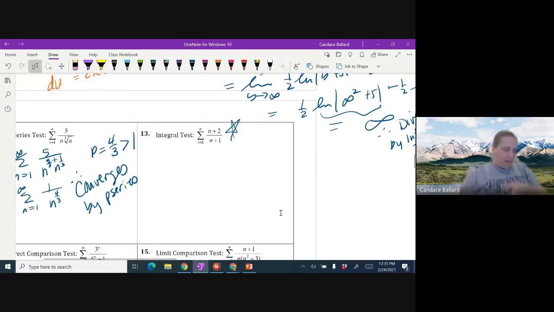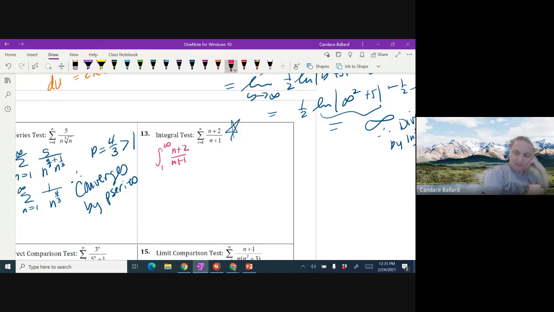All right, so I've got to do the integral test on it, right? Which means I have to do the integral from 1 to infinity of n plus 2 over n plus 1. Okay, or actually not n, we're going to use x, right? We're going to switch into x's and then throw a dx after it. That's just the proper notation to use. All right, do you remember how to integrate that? What do we have to do to integrate it?